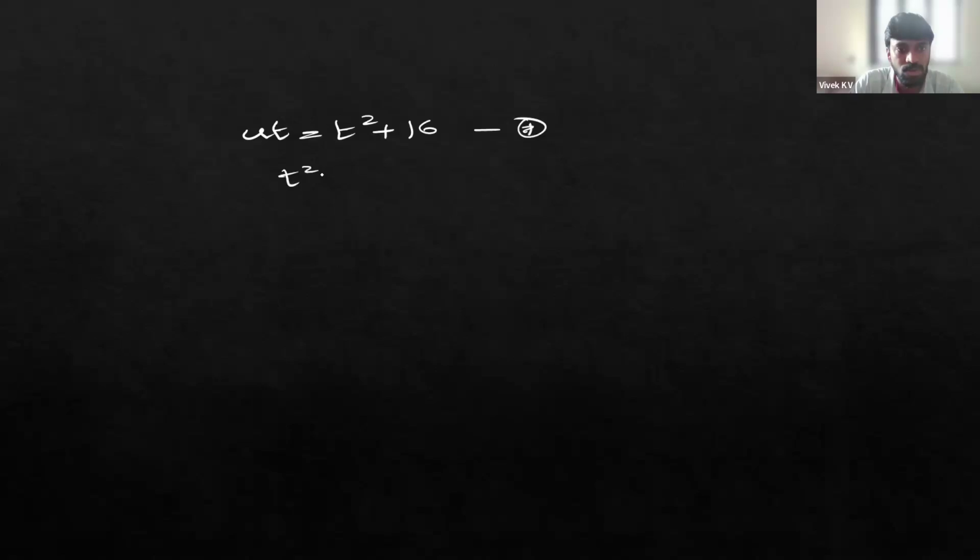So as we said, the student will be able to catch the bus when the position of the student ut is equal to the position of the bus, and the bus is 16 meter ahead, so we have to add 16 meters. You are actually getting a quadratic equation, t square plus 16 minus ut equal to 0. You have to calculate the values of this quadratic equation, and for that we should be considering only real roots.